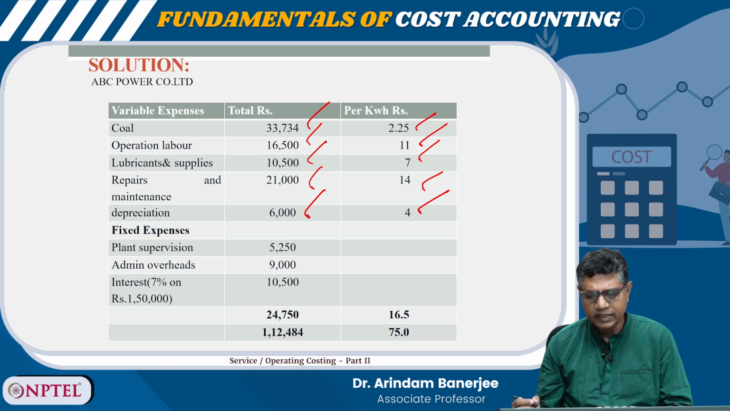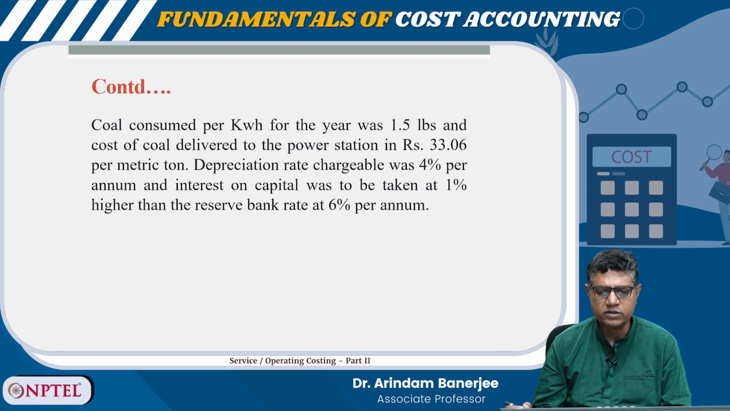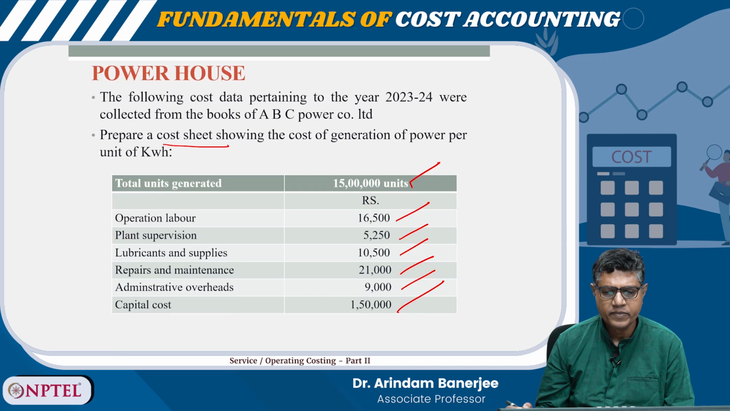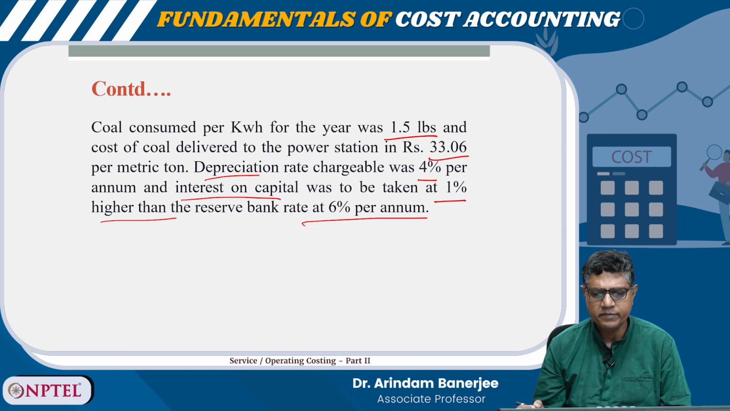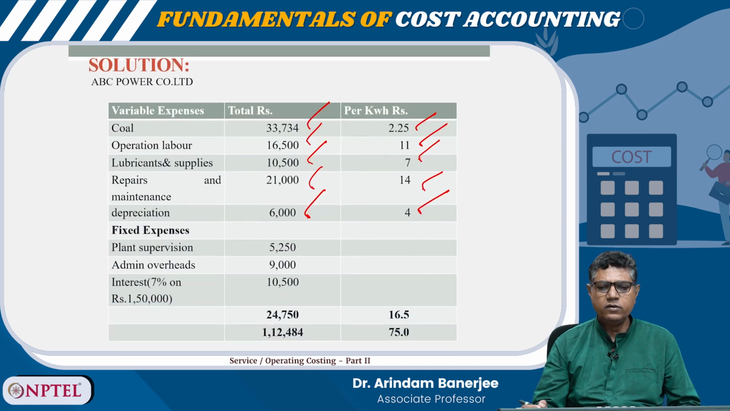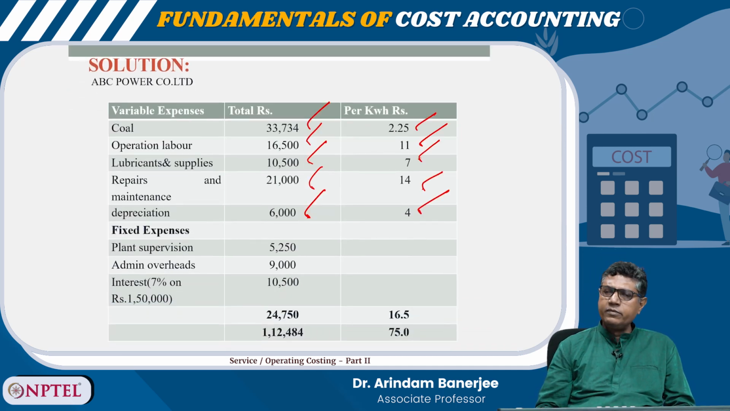Okay. So, these are the variable costs. You see the data is given here, right. So you see total units generated is given here, right, and the total costs are given here. Okay. Fine. Now, these were the variable costs.